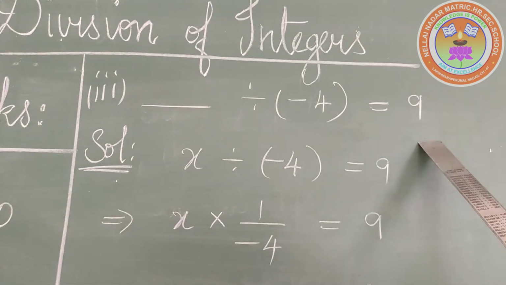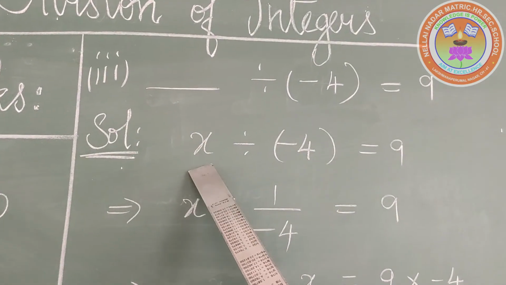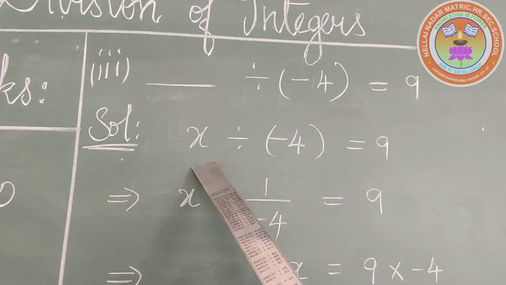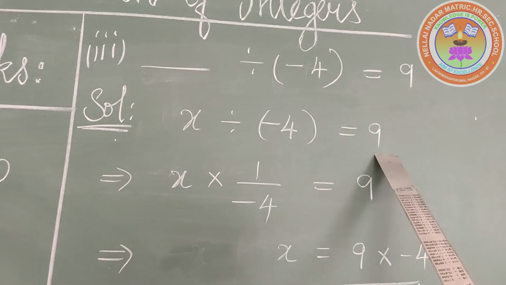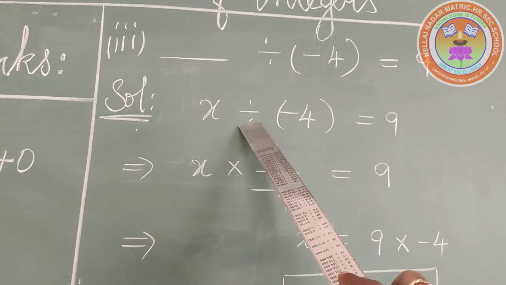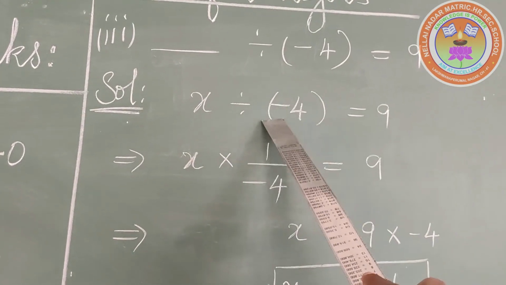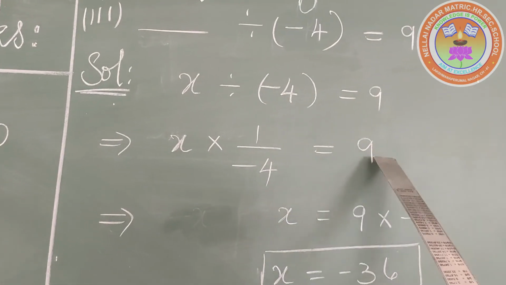Okay. So here let me take the unknown value as x. So when I take that value as x, it becomes x divided by minus 4, that is equal to 9. Okay. Now change this divide into multiplication. So that becomes x into 1 by minus 4, that is equal to 9.